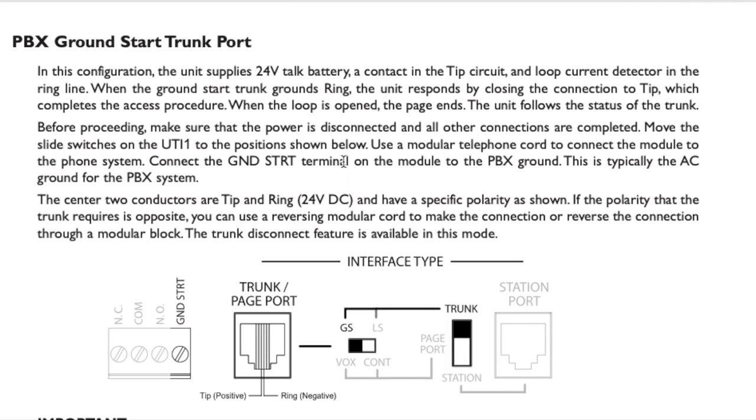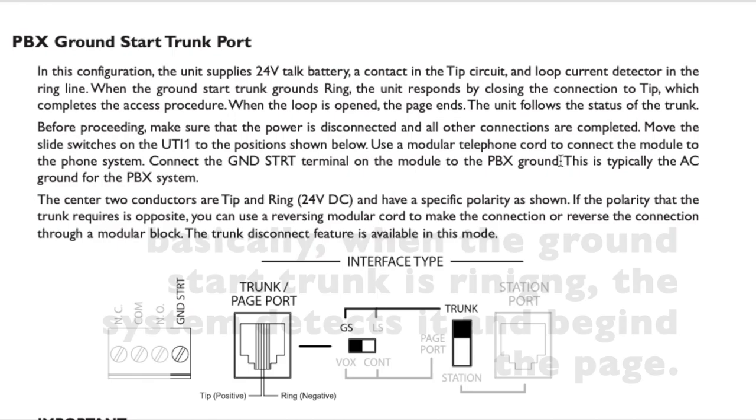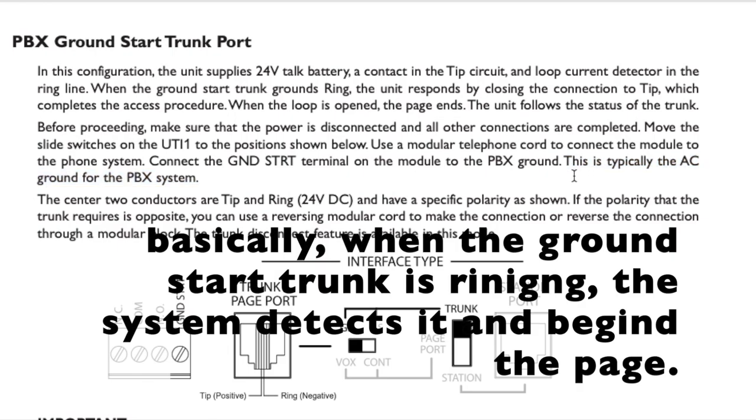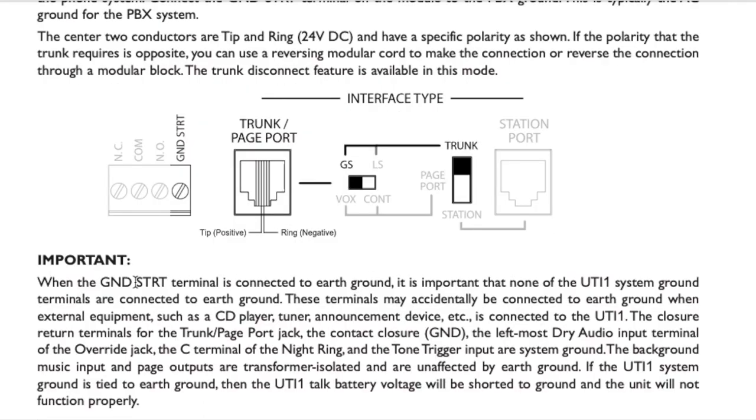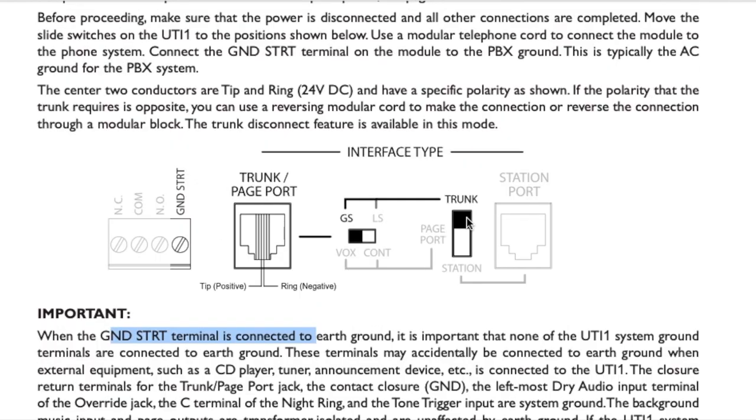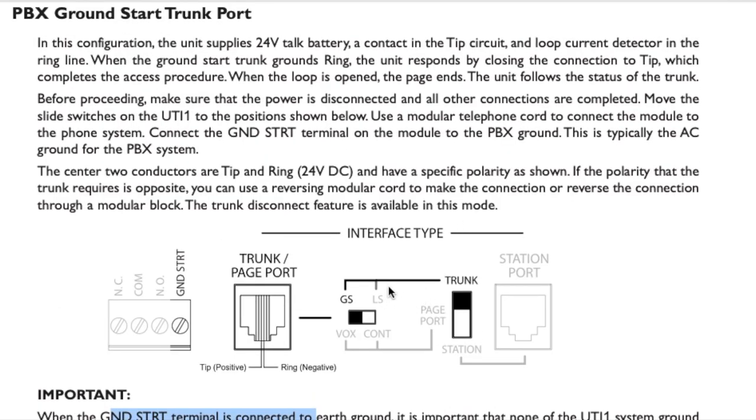Now, if I scroll down a little bit more, ground start is basically where the unit supplies 24 volts talk battery. And then, ignore my heater in the background, this is for an AC ground for the PBX unit. So ground start. Now, when you're using ground start, you got to make sure it's grounded, using the ground start pin and whatnot. I'm not too sure about how ground start and loop start are.